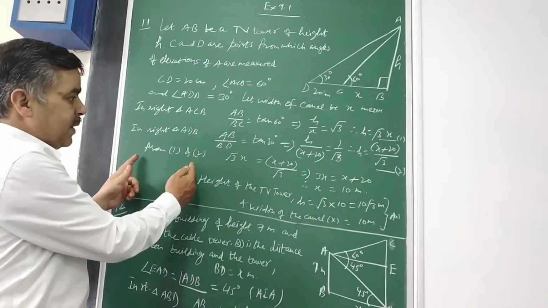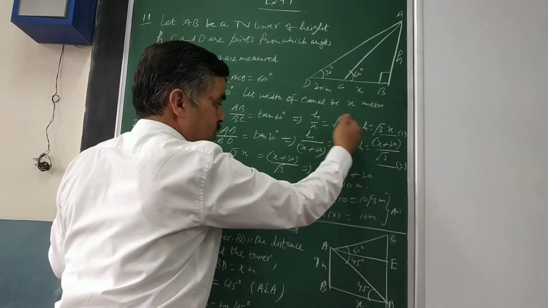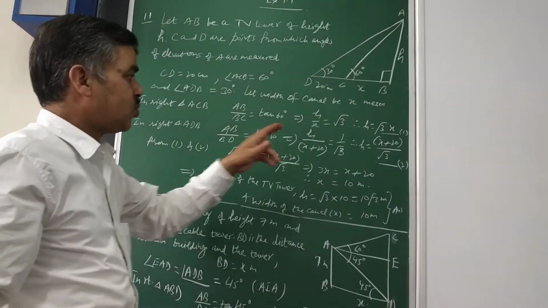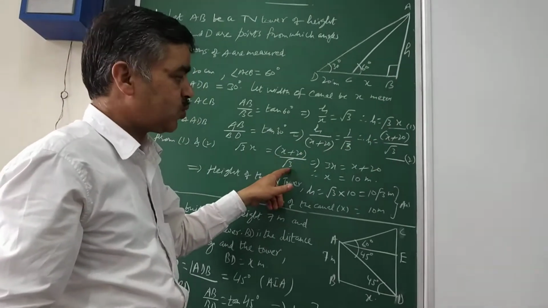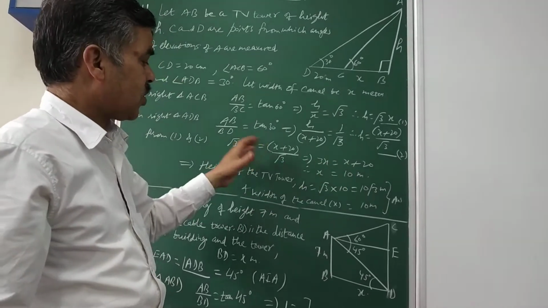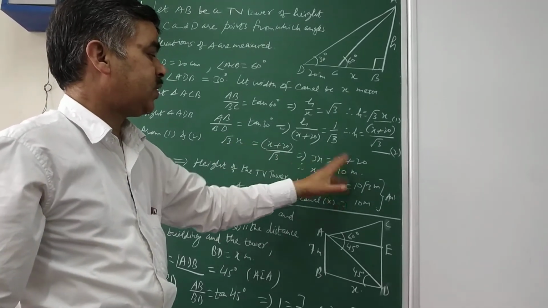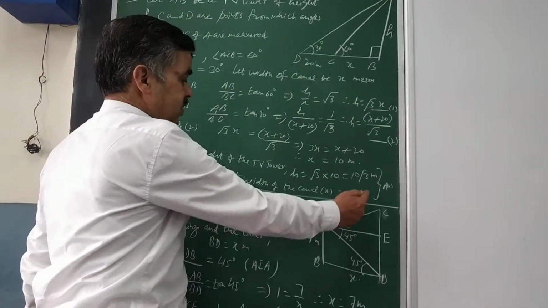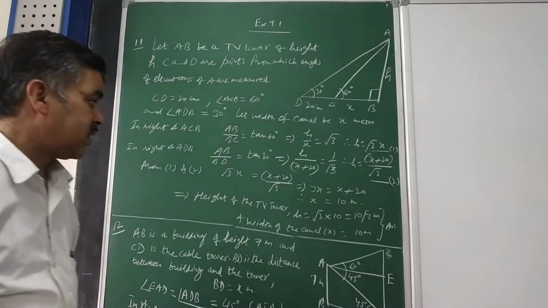So if I compare 1 and 2 in terms of H, this is equal to H and this is also equal to H. So root 3 X is equal to X plus 20 upon root 3. By doing the calculations, that is cross multiplication and all, you will reach that X is equal to 10 meter. So one of the answers is there, that the width of the canal is equal to 10 meter.